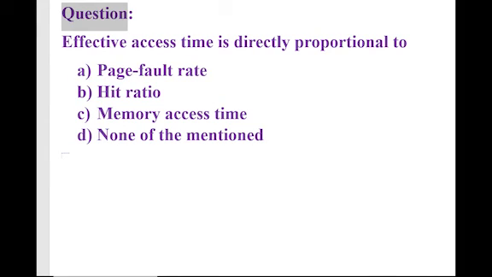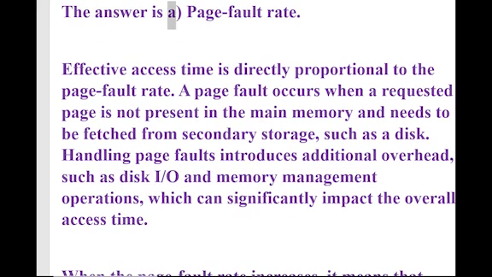Question. Effective access time is directly proportional to: page fault rate, hit ratio, memory access time, none of the mentioned. Your time starts now. 5, 4, 3, 2, 1. The answer is A, page fault rate. Effective access time is directly proportional to the page fault rate.